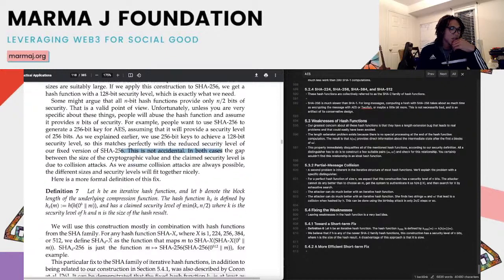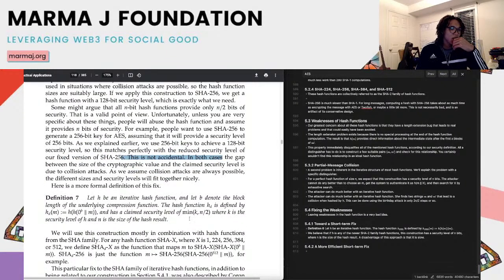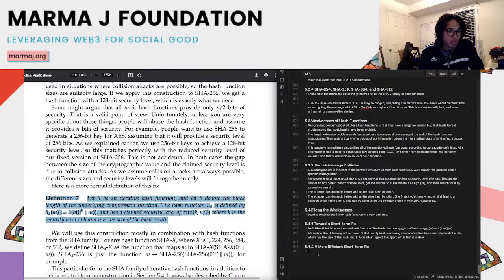The gap between. Cool. So I think obviously I can just take this down probably. Let's see. Let H be an iterative hash function. Let B denote the block length of the compression function. Okay, so I'm going to take down the definition, but I am also going to take down some extra notes because they were actually pretty useful this time.